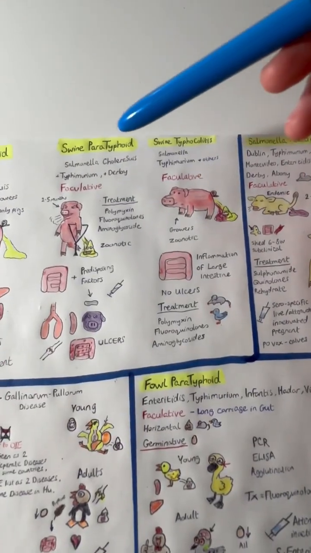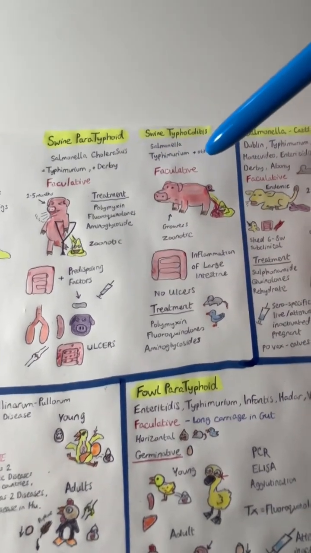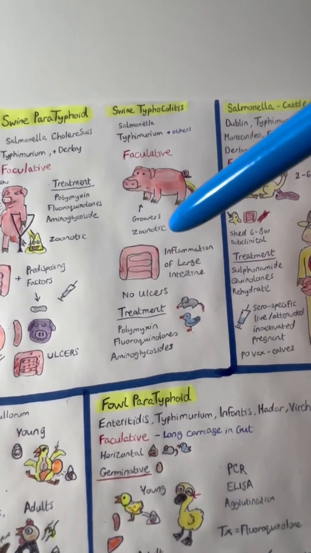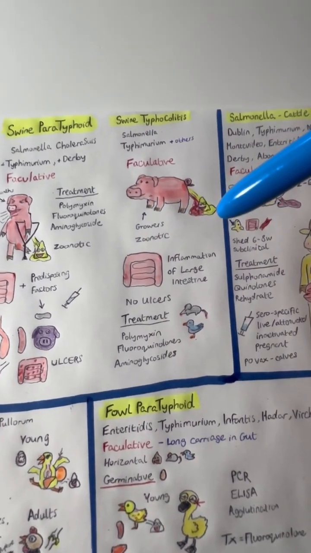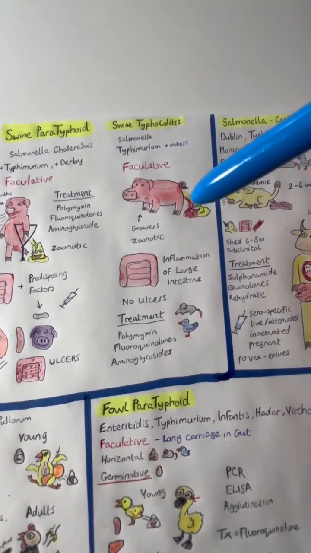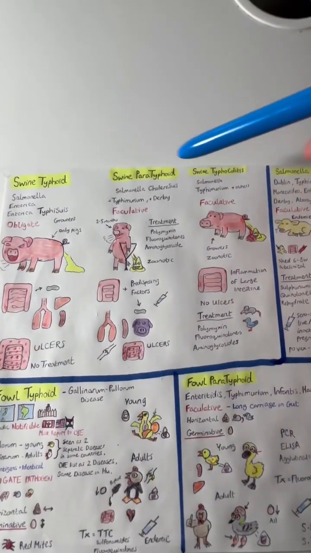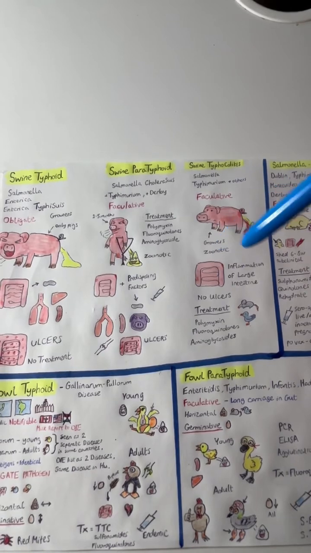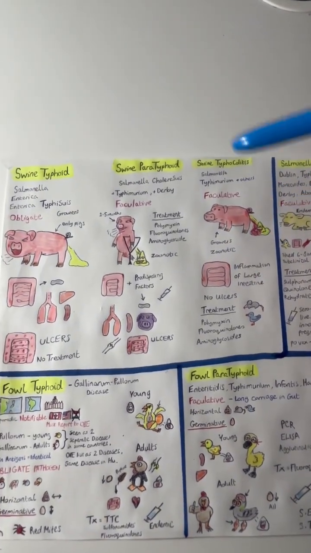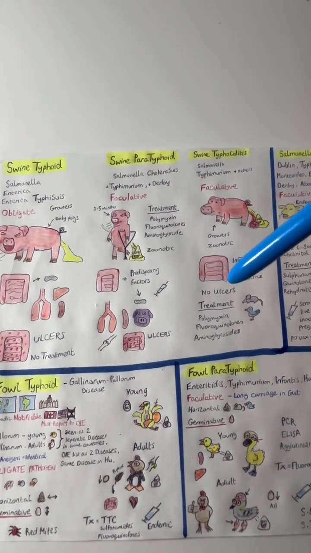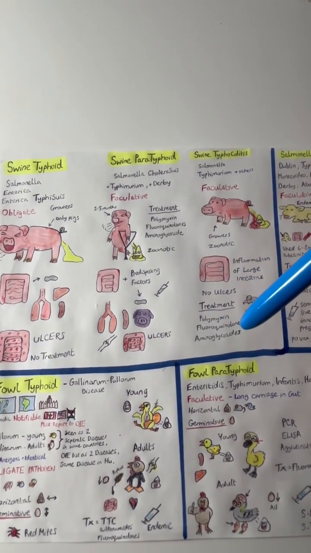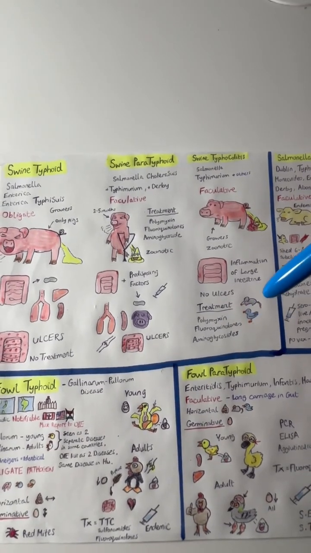Just like swine paratyphoid, it is facultative and requires predisposing factors. It mostly affects growers, and it can be zoonotic. In the clinical signs, we can see sometimes watery, yellowy diarrhea and sometimes bloody diarrhea. Unlike swine typhoid and swine paratyphoid, there are no ulcers in the large intestines. However, there is inflammation. And just like swine paratyphoid, for the treatment, give polymyxin, fluoroquinolones, and aminoglycosides, and control the predisposing factors. And also, control birds and rodents.